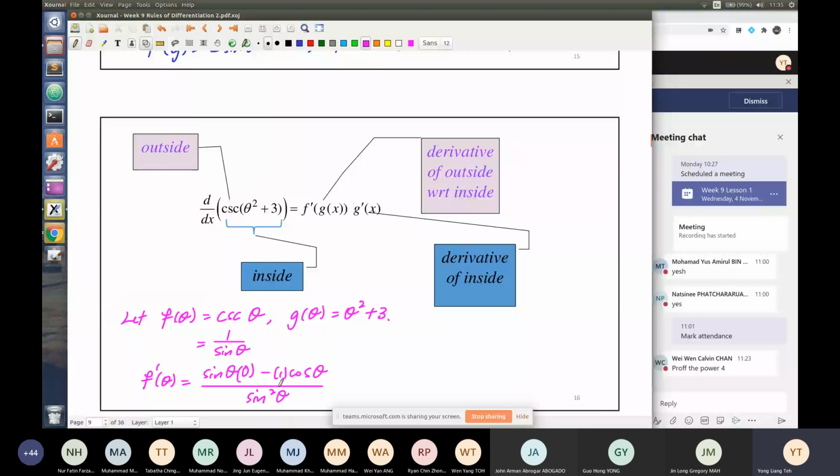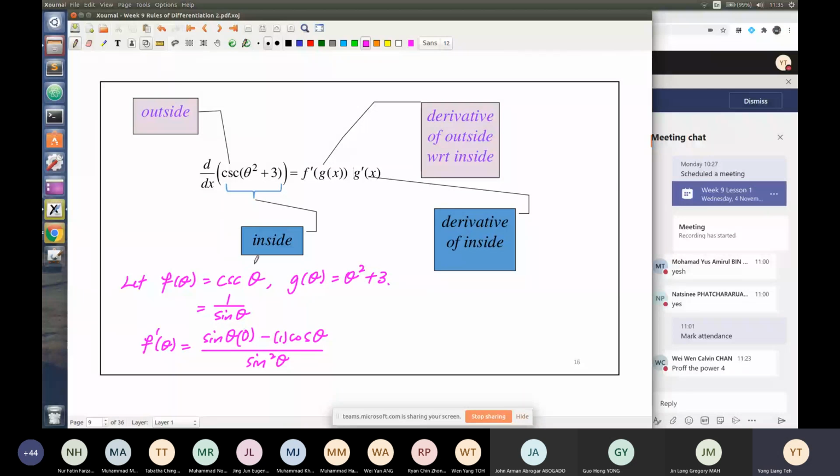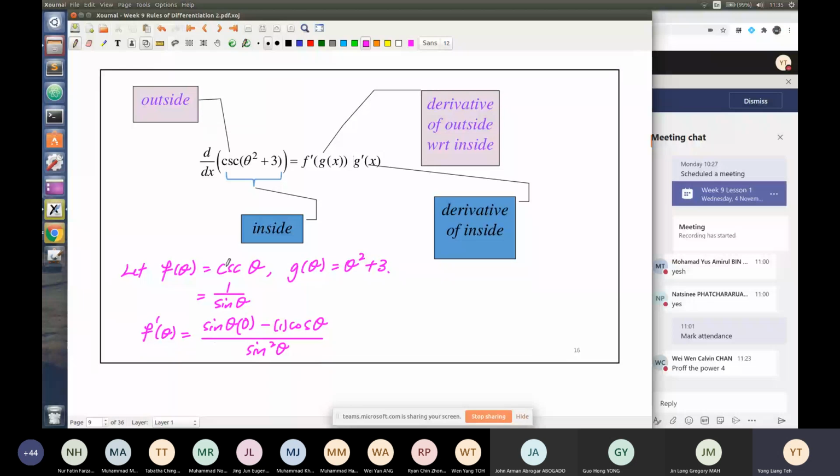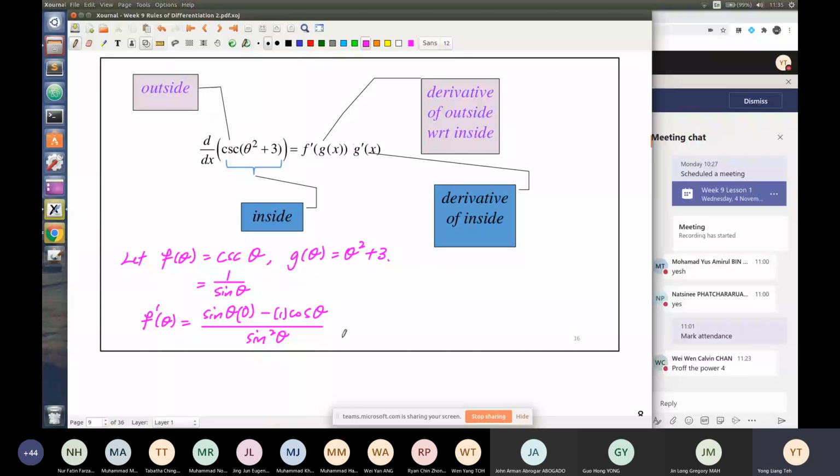Okay, so this is just using the quotient rule as we have done last time. I cannot remember if last time I differentiated cosecant theta or secant theta, but it doesn't matter. Just using the quotient rule as a recap. So now you can see that this is giving me minus cosine theta over sine squared theta.